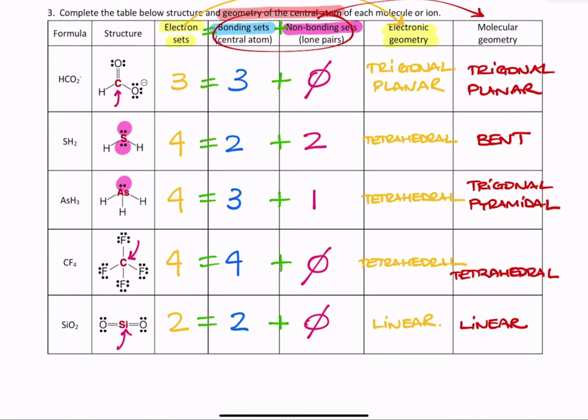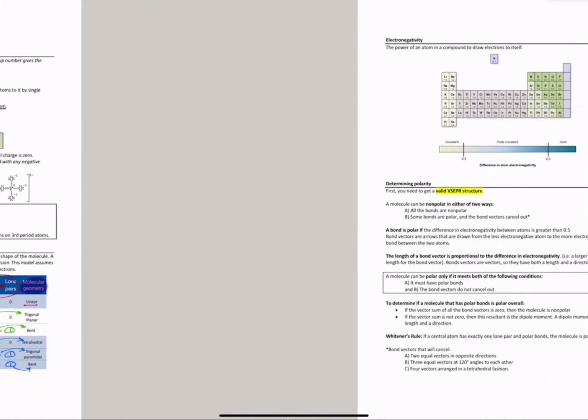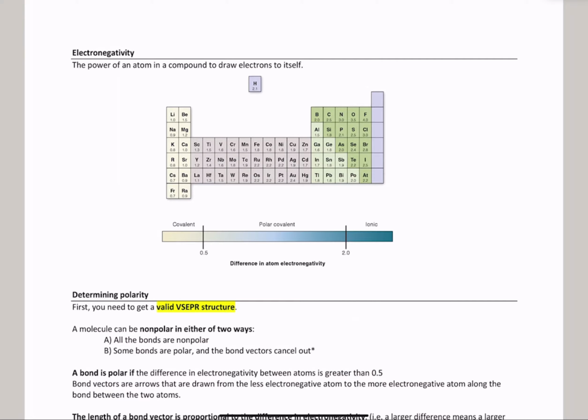What I'm going to do now is talk about electronegativity. So I'm going to go to the back of the handout, where you are given the Linus Pauling table. The electronegativity is the power of an atom in a compound to draw the electrons to itself. So it's how much they attract the electrons. The higher this number, the more the atom loves the electrons, so it will be more likely to pull the electrons toward its nucleus.